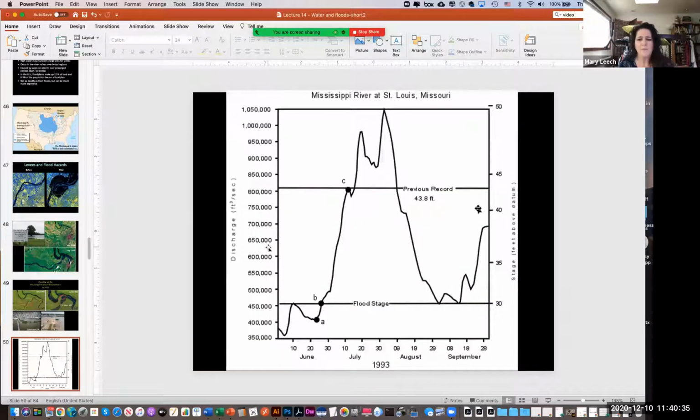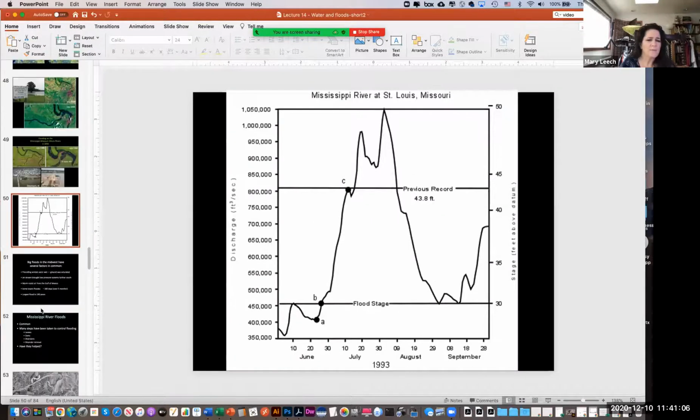So it was bad. This is the discharge in cubic feet per second. A typical flood stage would be down here, 450,000 cubic feet per second. In 1993, it reached this high, over 1 million cubic feet per second. So it was huge. And that lasted like a month. Yeah, it was forever.